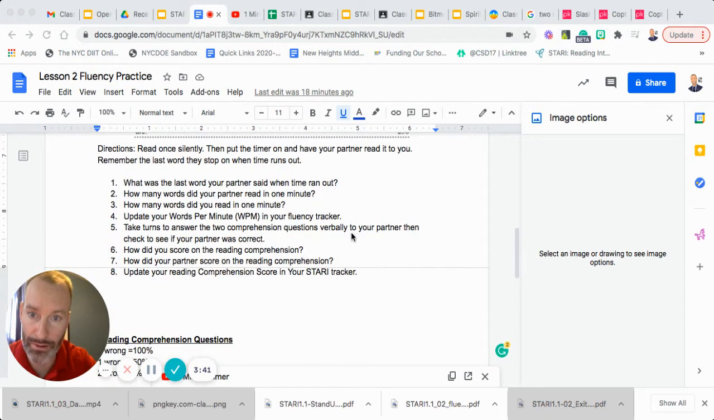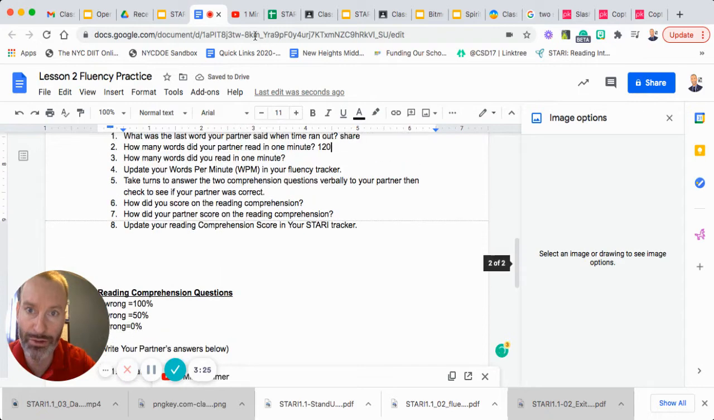Then you would come down here and you would write on the document, partner ended in the word share, so you don't want to forget where that was. How many words did your partner read in 1 minute? 120. They'll do the same for you and tell you your words.